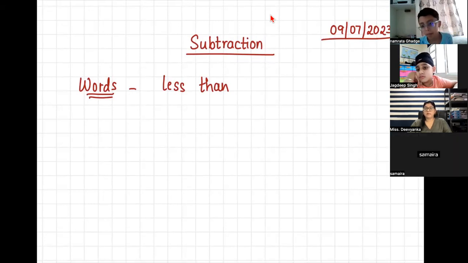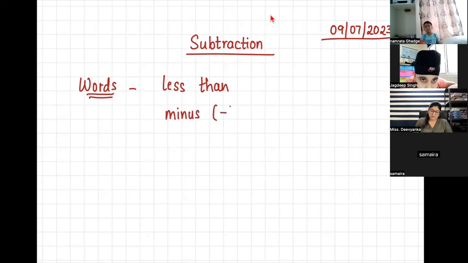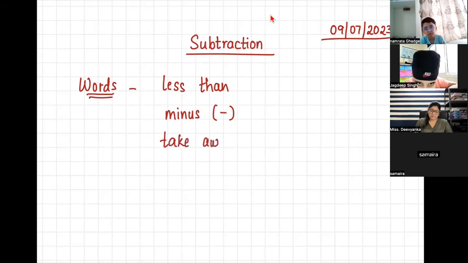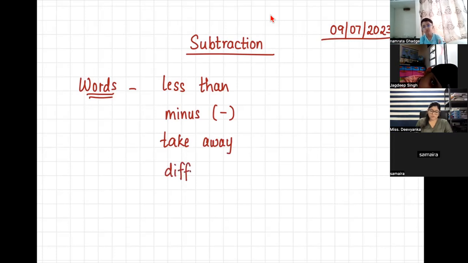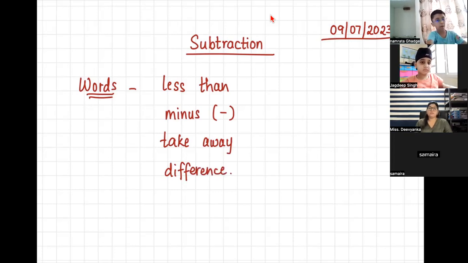Jagdeep, you're on mute, darling. Unmute and answer. Minusing. Minus, yes. So that is the name of the symbol, right? Minus symbol. Yes, ma'am. And what else? Hi, Samaira. Good morning. The words take away and also difference. So write down these words in your notebook. All these words teach us about subtraction.